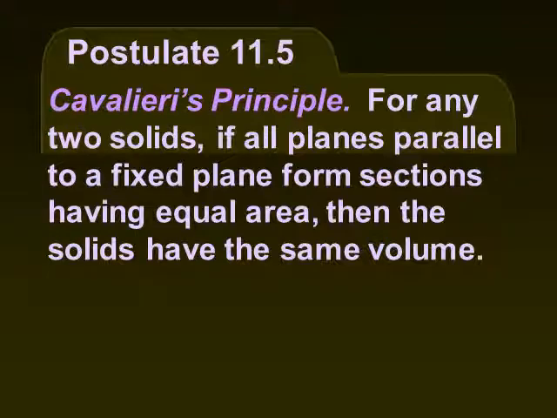Okay, so you already know how to find the volume of a prism. You have to find the area of the base and then multiply that times the height. Now, Cavalieri's principle is for two solids. For any two solids, if all planes parallel to a fixed plane form sections having equal area, then the solids have the same volume. So let me show you a picture of what Cavalieri's principle represents.